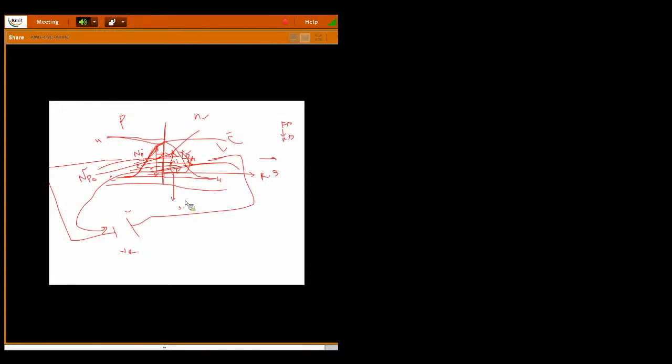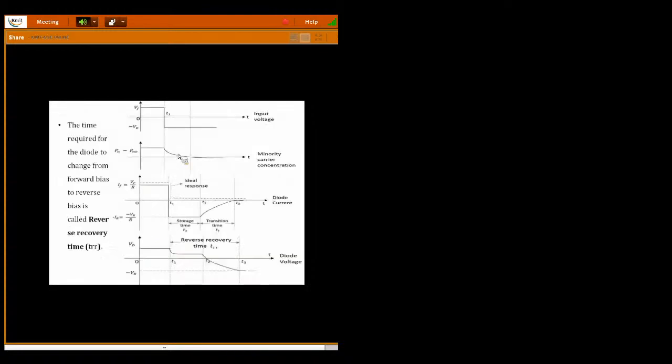After some amount of time, these minority charge carriers will come to this side and this side. They are attracted towards the polarities of the DC source, and they will vanish after some amount of time. This is the reverse bias. The minority charge concentration is very, very low after some amount of time. Initially it is more, but after some amount of reverse voltage, it comes even lower than the reference equilibrium level. This is what I am explaining with the help of this graph.